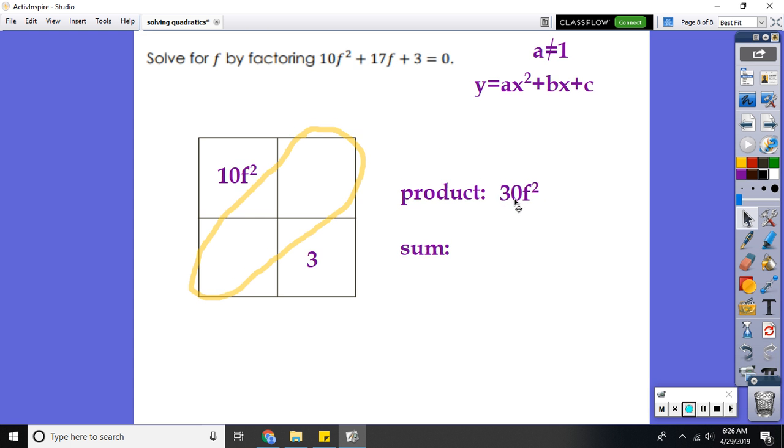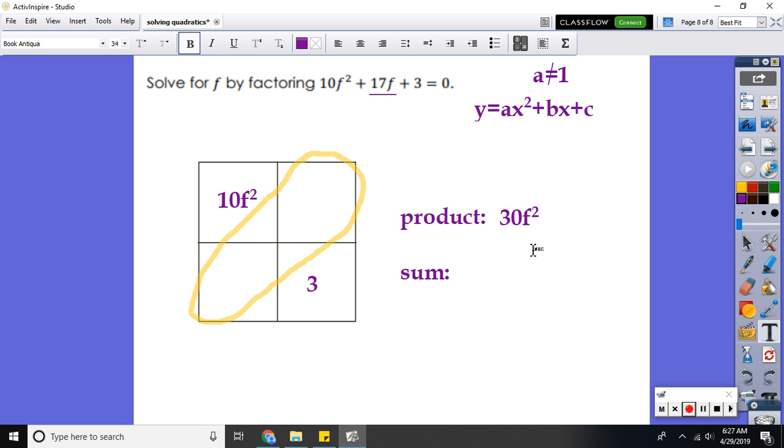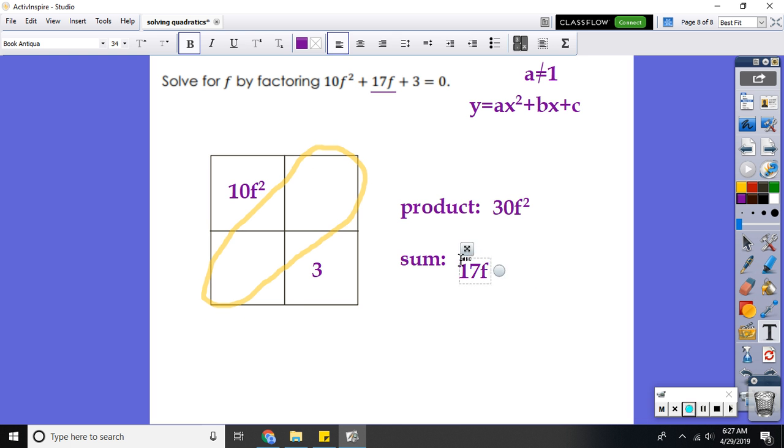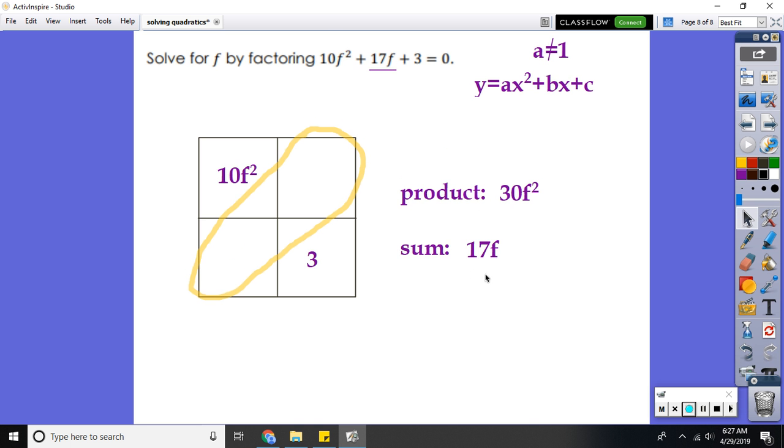And the sum of these 2 boxes, so the same 2 empty boxes, whatever terms fill those boxes, have to add to the middle term of my trinomial, so up here, 17f. And so there are an infinite number of numbers that add to 17. But there's only a select number that multiply to 30. So where we start is we usually list the factors of 30.